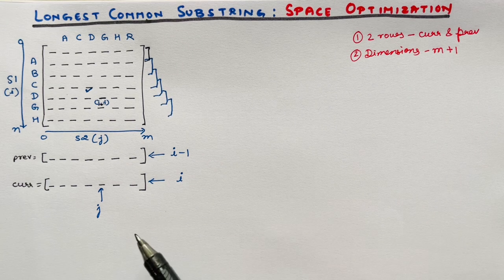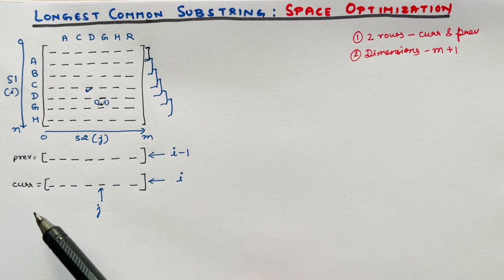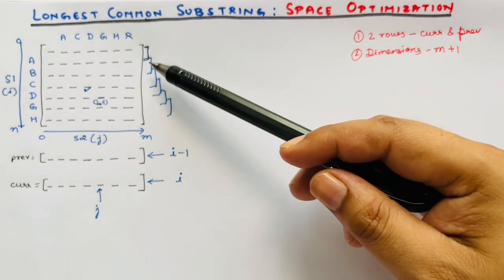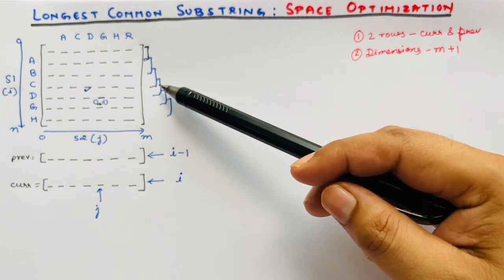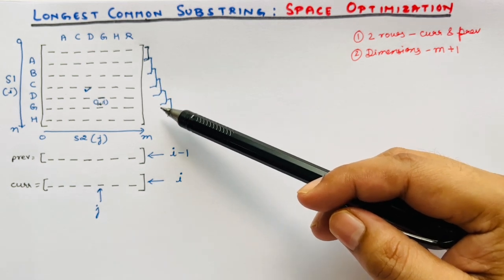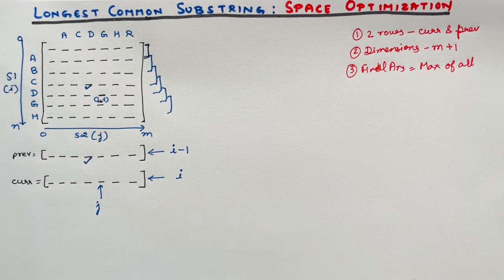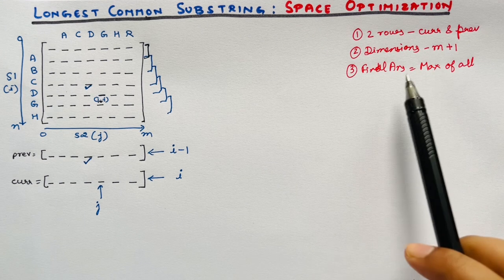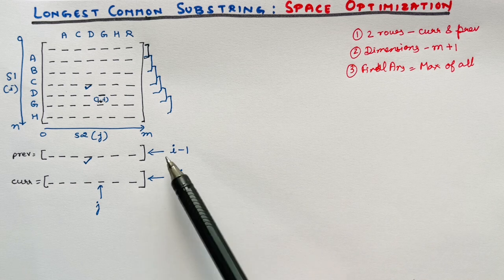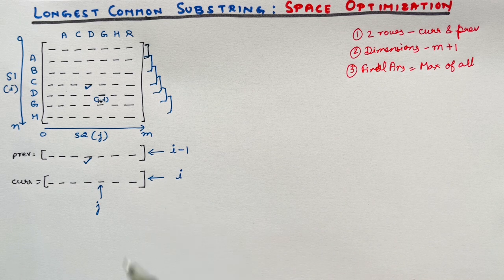So if we can fill these up, the previous and the current row, from row 0 and 1 to 1 and 2 to 2 and 3 to 3 and 4 to 4 and 5 to 5 and 6, then whatever is the maximum value that we encounter, that will be our answer. So we have noted that our final answer will be the maximum of all as we go on filling the previous and the current rows.